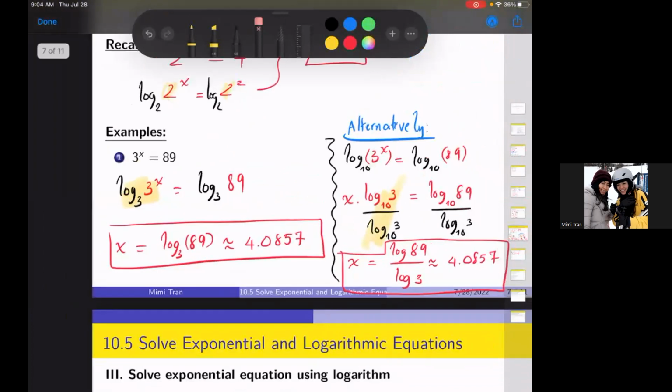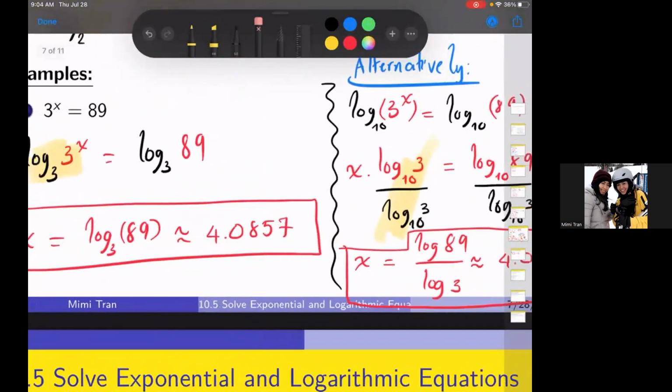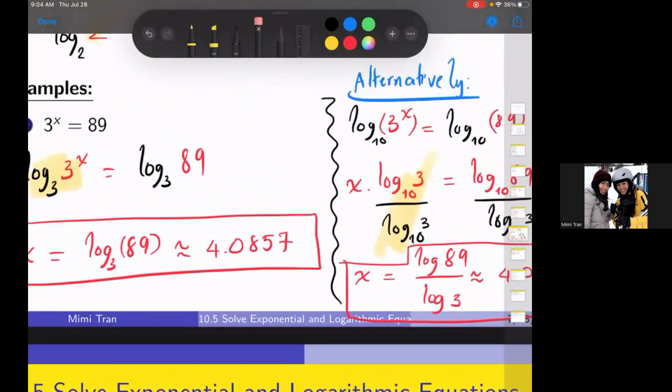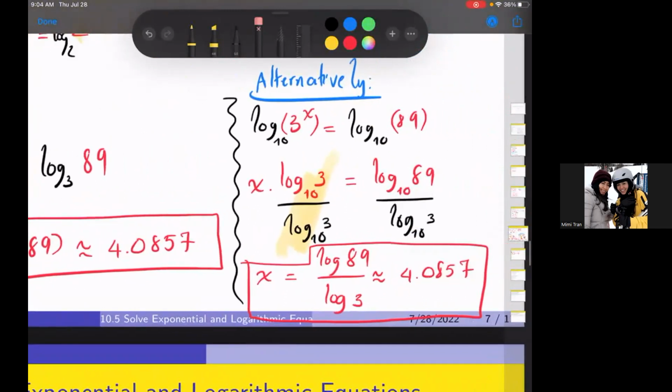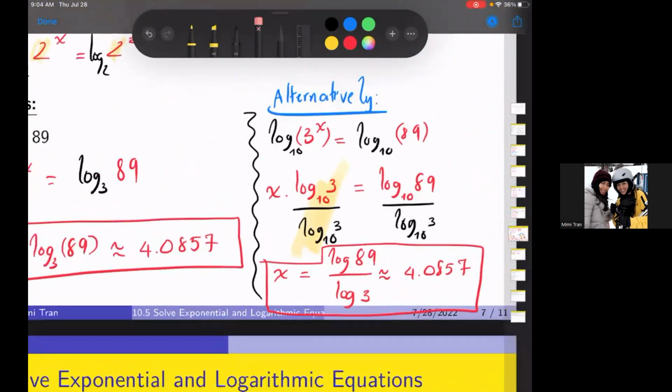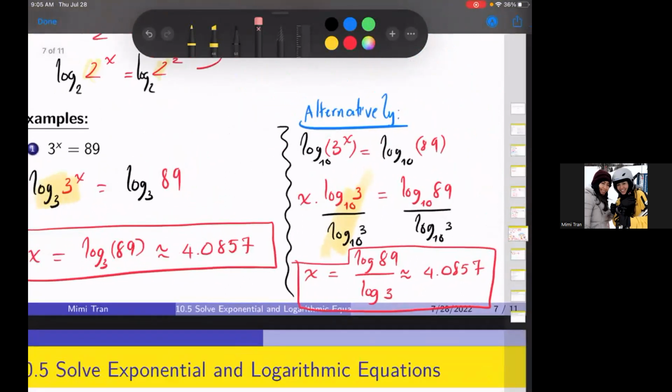Or if your calculator does not have log base 3 or log base anything other than 10 or e, you can use log base 10. Log base 10 always works for any problem. You just have to do a little bit extra. You have to go through the power rule stuff.